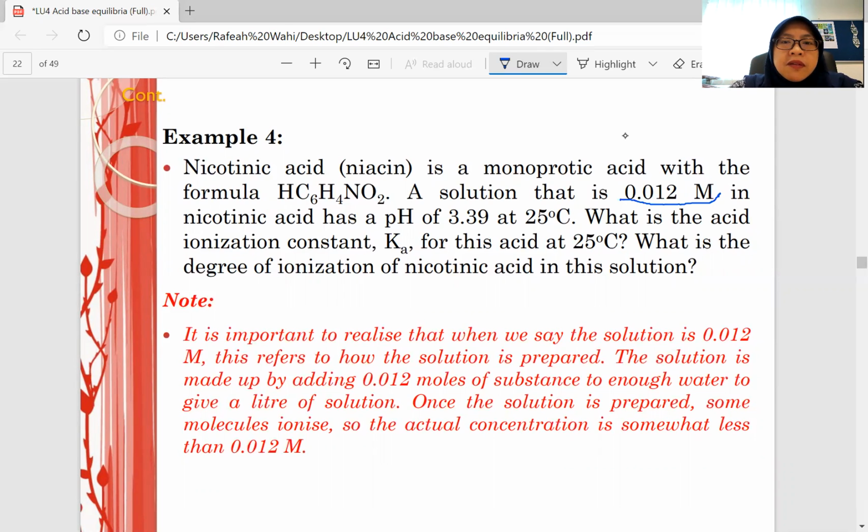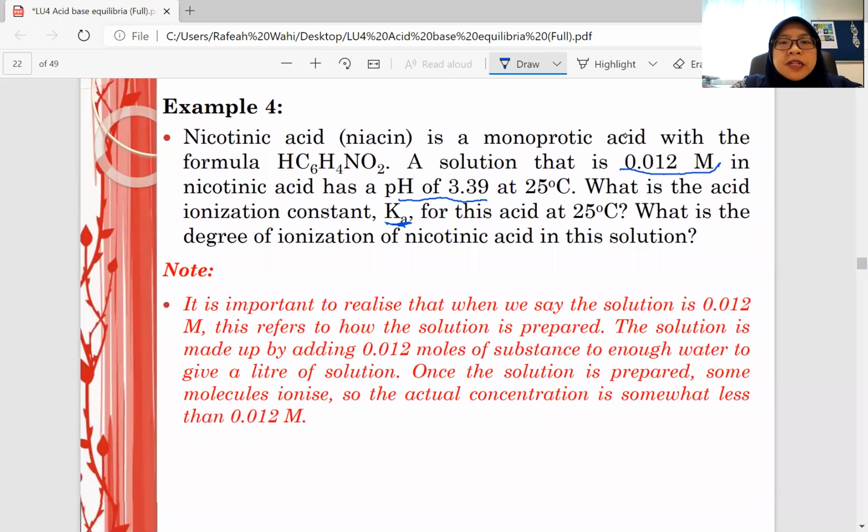We have the molarity 0.012 molar. We have pH 3.39, which is at 25 degrees Celsius, meaning to say that this is at room temperature. What is the acid ionization constant, which is Ka, for this acid at 25 degrees Celsius? What is the degree of ionization of nicotinic acid in this solution? So we have two questions here. First, we have to find Ka, which is the ionization constant for nicotinic acid. And second question, we need to find the degree of ionization or percentage of ionization of nicotinic acid.